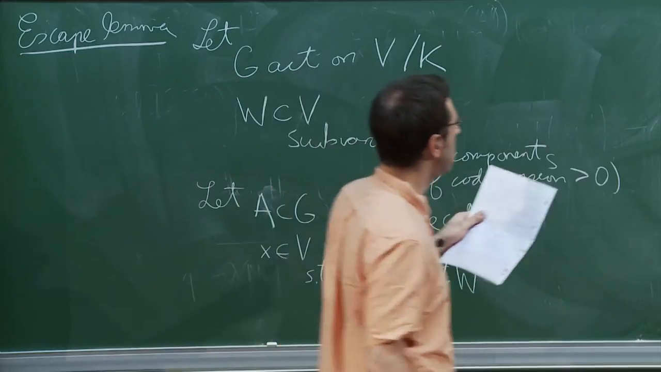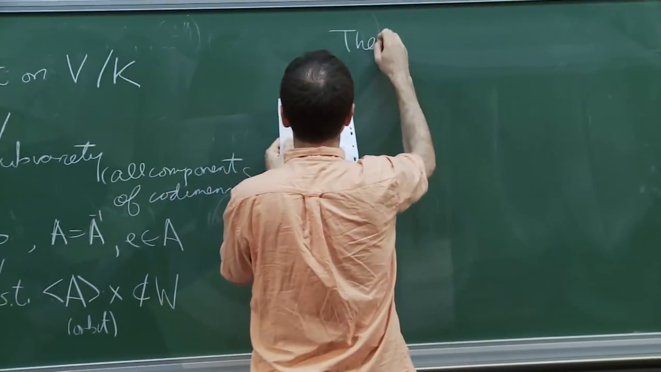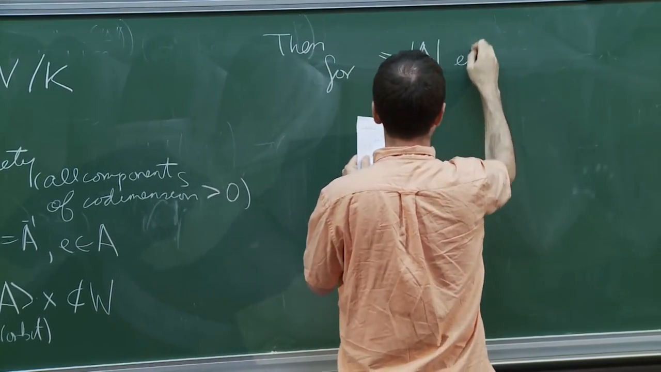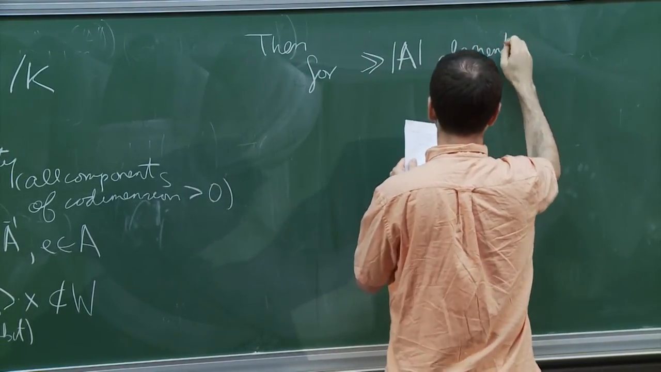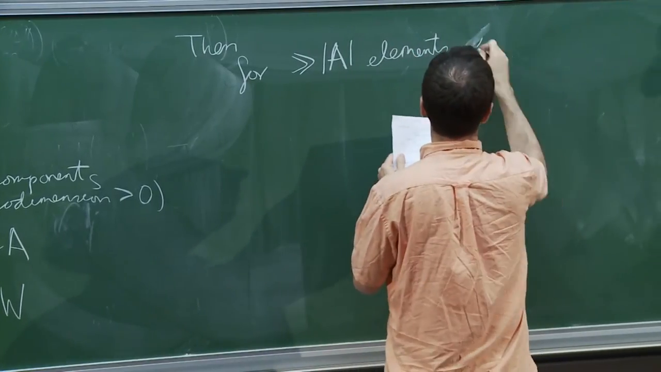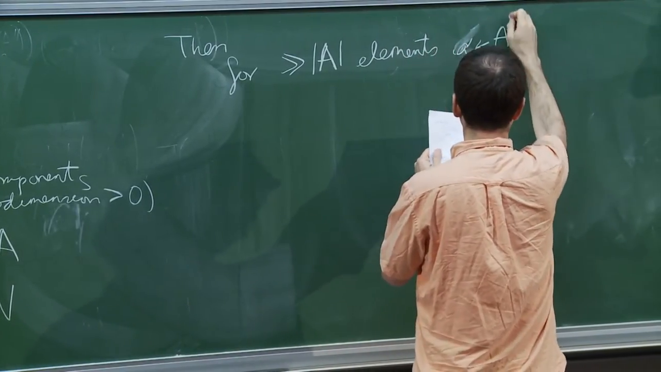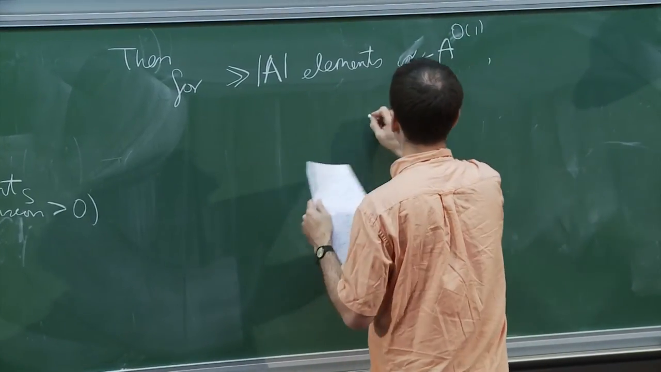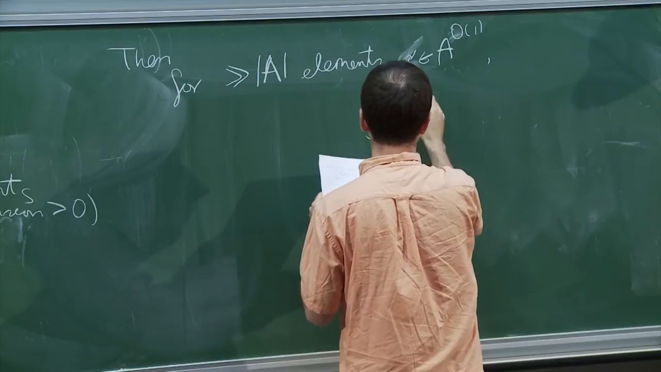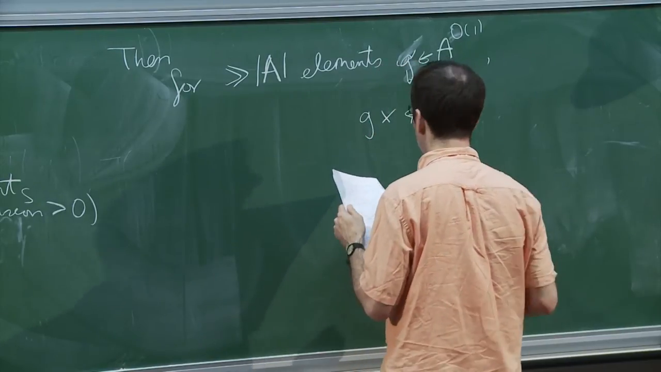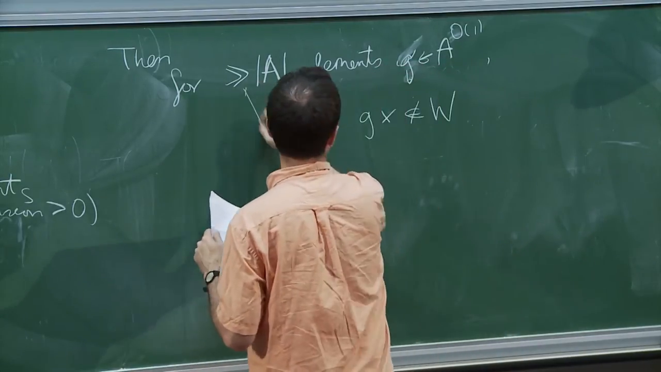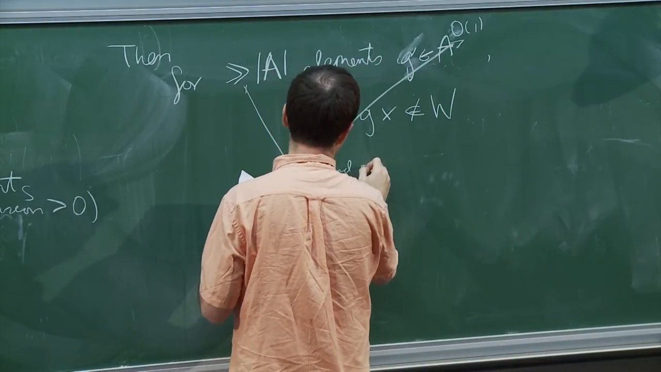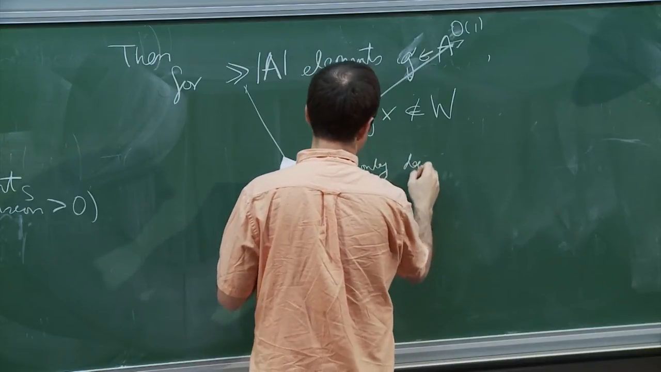That's all you know. And the conclusion is that for at least a constant times A elements, so a positive proportion of elements in practice, in G of A to the K, or K sub 1, we have escape from the variety. And the implied constants here depend only on the degree and dimension of W.